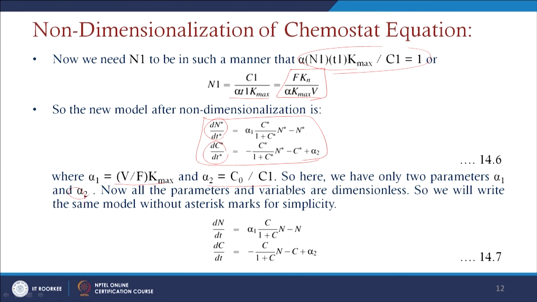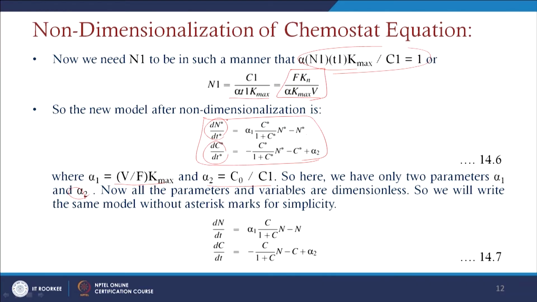Now all the parameters and variables are dimensionless, so we can easily obtain the solution. We will write the same model without the star, since for n star or any parameters we can just drop it. So we can replace n star by n and c star by c here. Then this model will be reduced to dn by dt equals alpha 1 c by 1 plus c into n minus n, and dc by dt is represented as minus c by 1 plus c into n minus c plus alpha 2, with c star replaced by c here.